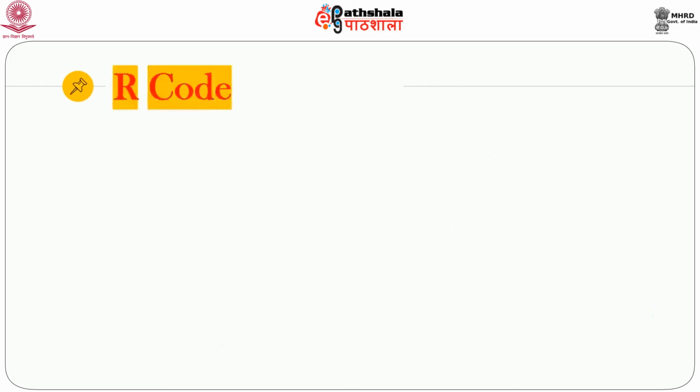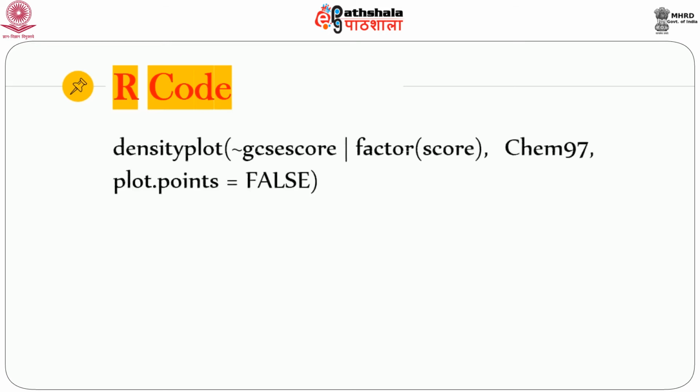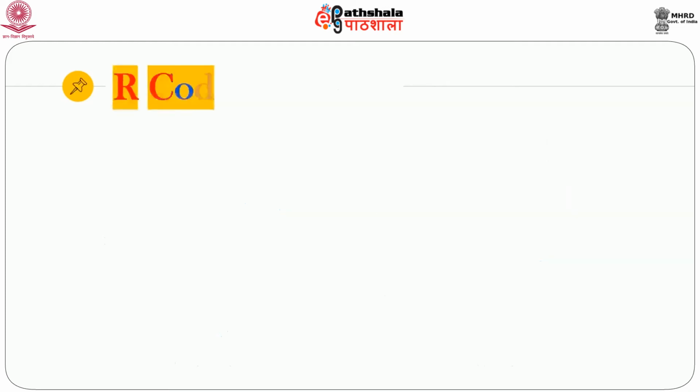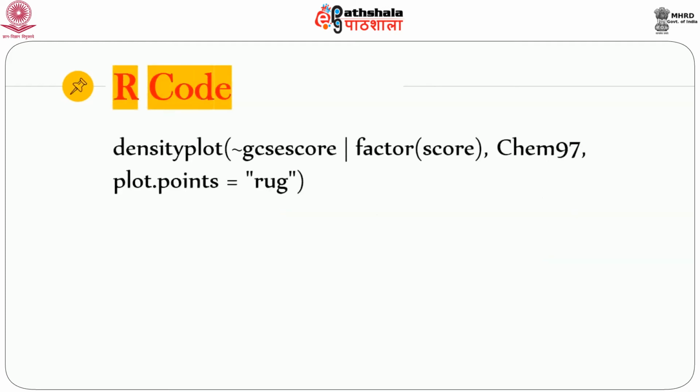Have a look at the R code that we are given here. Here one additional argument is provided, and that is the plot.points argument. If we want to eliminate all the points, then we need to use plot.points equal to false. And look at the plots that we are getting here. Compare the plot with the previous one. The only difference here is that the points have been eliminated. And again, if we put plot.points equal to rug, then we are going to have a plot like the following. So look at the plot that we have got using plot.points equal to rug.